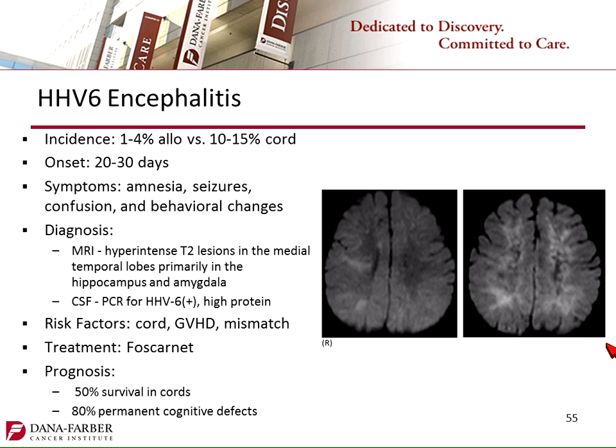And on diagnosis, the MRI shows hyperintense T2 lesions in the medial and temporal lobes. And the CSF has a PCR that's positive for HHV6 and often high protein. As I discussed, cords are a risk factor, mismatched transplants, and also the presence of graft-versus-host disease. Treatment, you need foscarnet promptly introduced into these patients. Survival is about 50% in cords, but higher in myeloablative transplants at about 60 to 70%. But unfortunately, based on how late we pick it up, 80% of the patients already have permanent cognitive defects that are not recoverable.